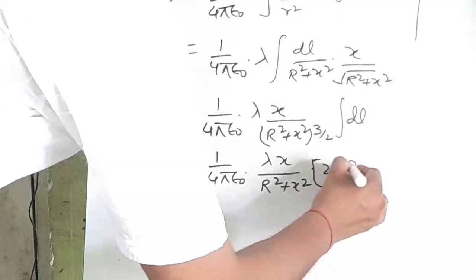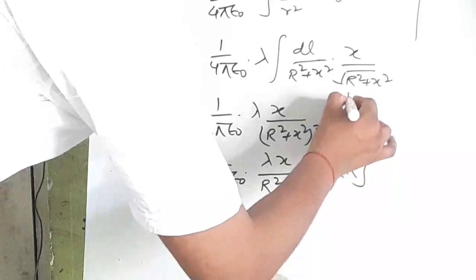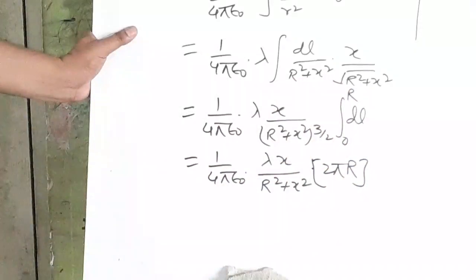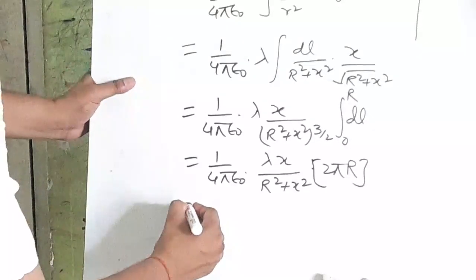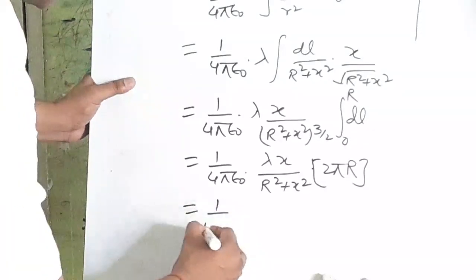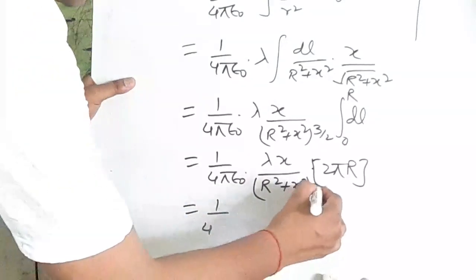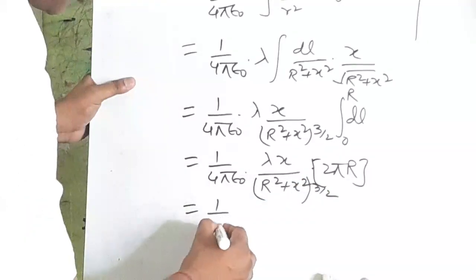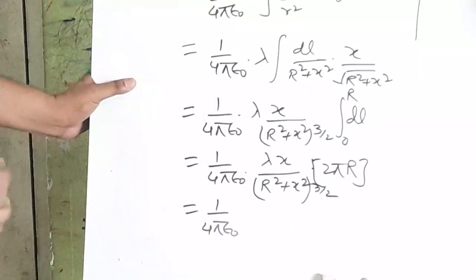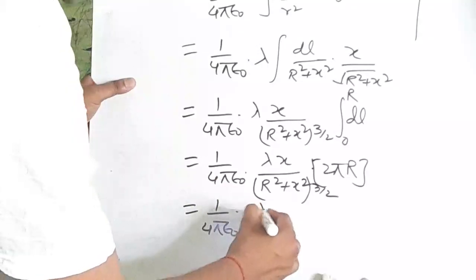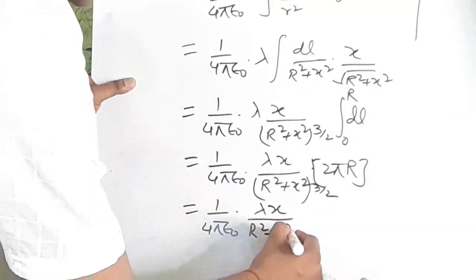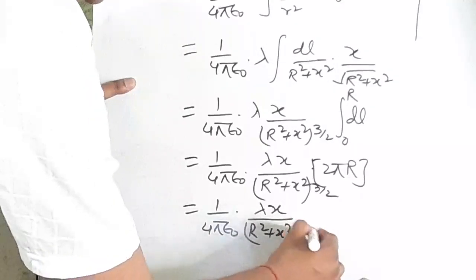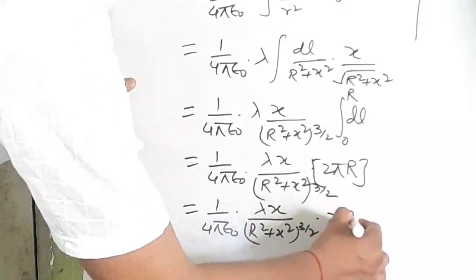So this dl can be 2 pi r, and you can integrate it from 0 to 2 pi r, and from here you will have 1 by 4 pi epsilon naught lambda x by r square plus x square power 3 by 2 into 2 pi r.